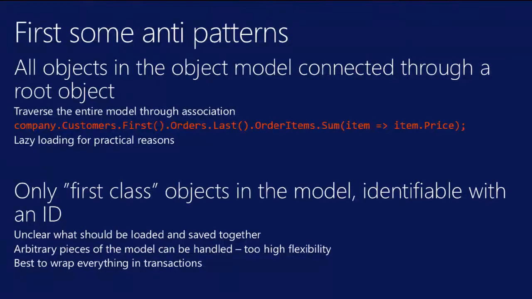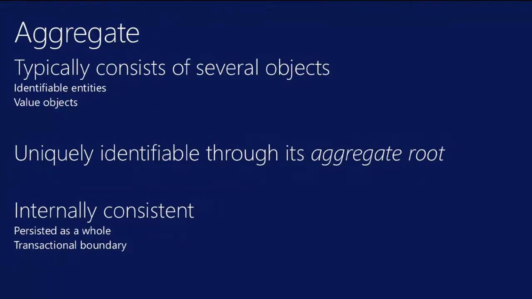So this, of course, gives a very, very high flexibility. You can just pick any object in the model, interact with it, load it, interact with it, save it. The problem is that it's very difficult to enforce rules. How do you know that you're not sidestepping any rules if you can arbitrarily take any object in the model and just do anything you want with it? As a result, of course, it's best to wrap everything you do in transactions, just to be sure that you don't violate any principles, right?